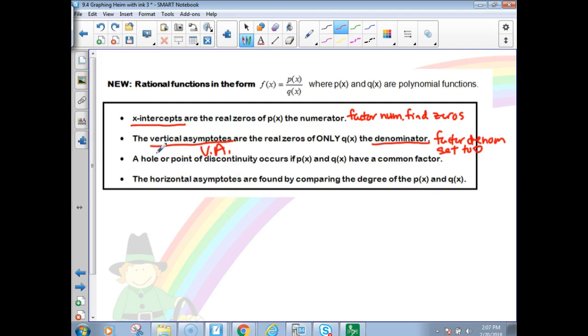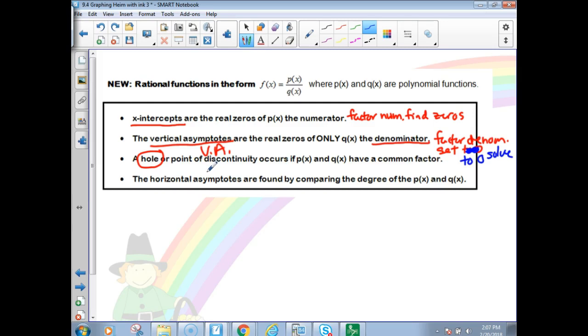And then you're going to have a hole in your graph, which is called a point discontinuity. Here, denominator, sorry. I abbreviated. Maybe I shouldn't have. I just underlined denominator. Factor the denominator and set to 0. So you're solving for the denominator's zeros, and that will give you your vertical asymptotes.